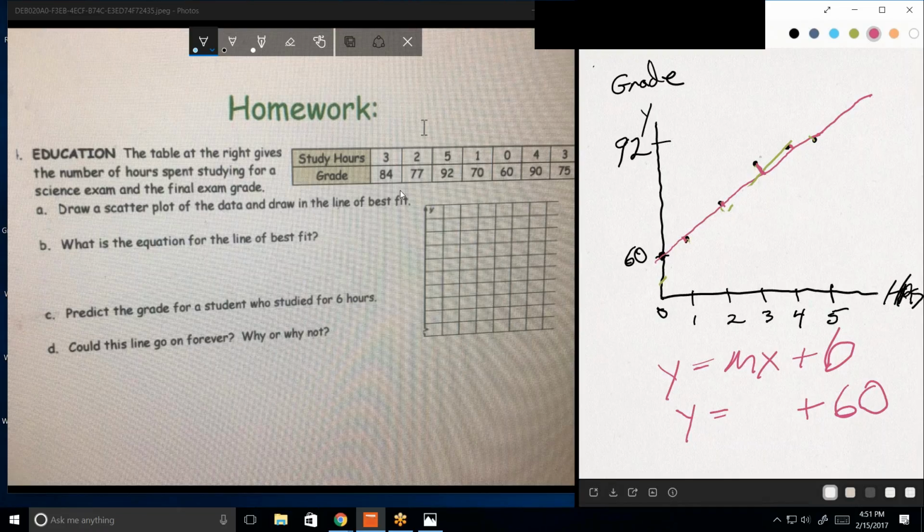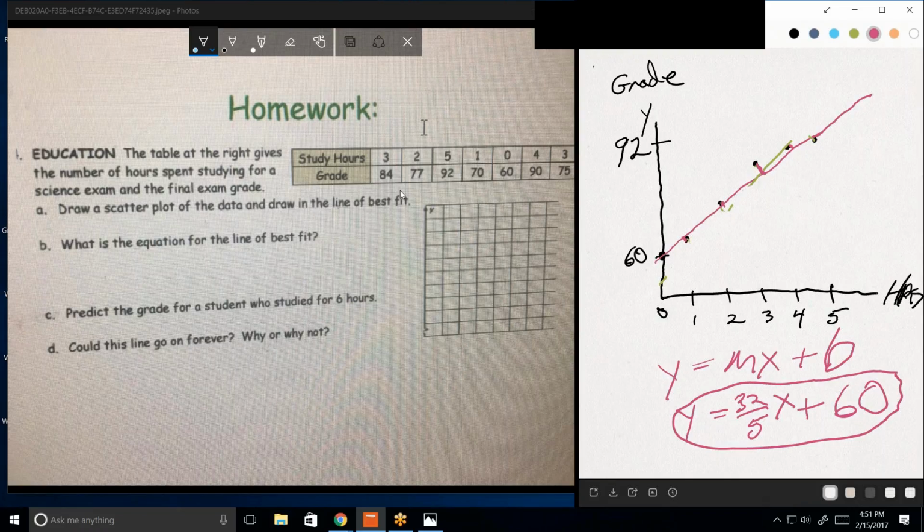Well, if I was going to figure out rise over run, the rise, I would take the difference between 92 and 60. Yeah. And the run is from 0 to 5. So the rise over run is 32 divided by 5 times x. So there is a pretty good guess for the equation of that pink line.